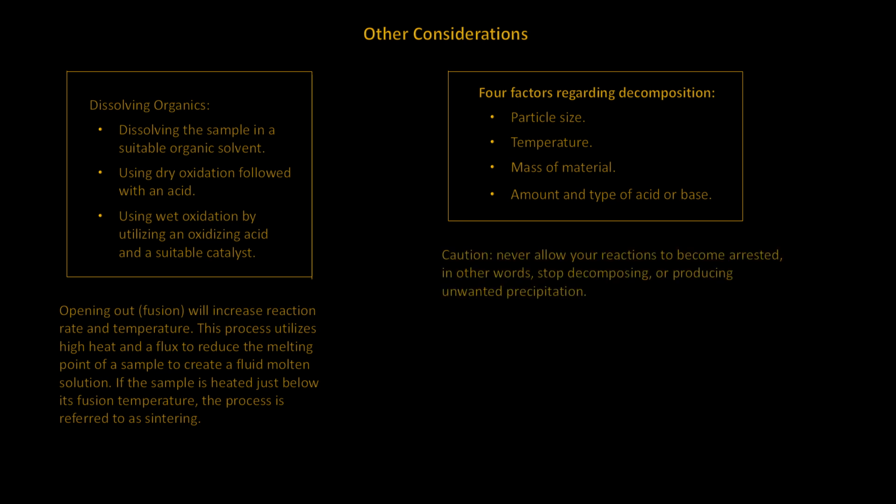Now caution, never allow your reactions to become arrested. That is, to stop reaction decomposition or cause unwanted precipitation. A couple of examples is apatite. Now apatite is composed of calcium phosphate. Adding phosphoric acid will produce calcium hydrogen phosphate, which is not soluble. Now adding sulfuric acid to limestone, for example, results in calcium sulfate, which is also not soluble.